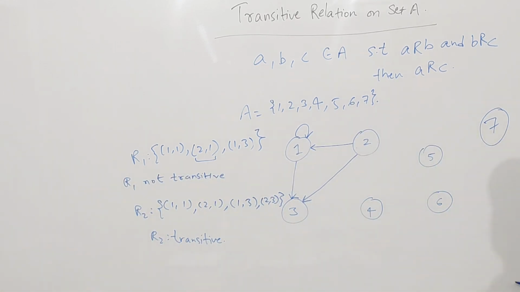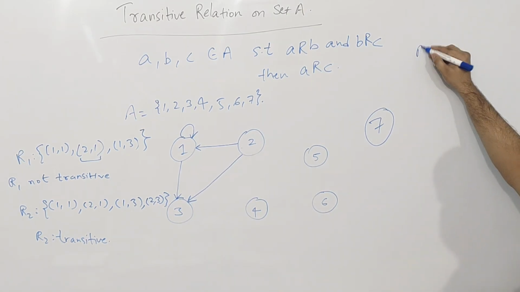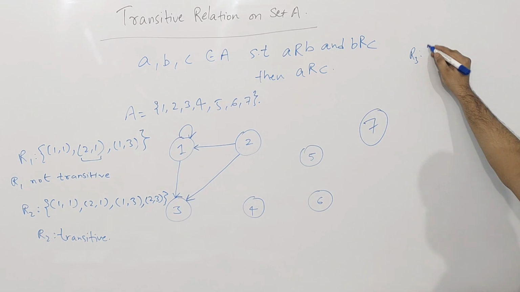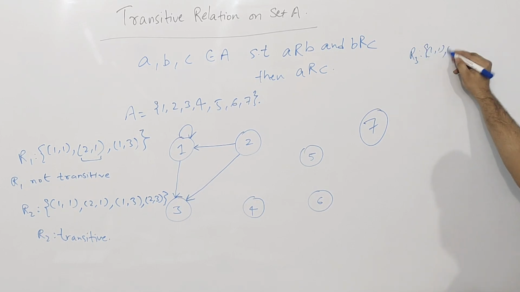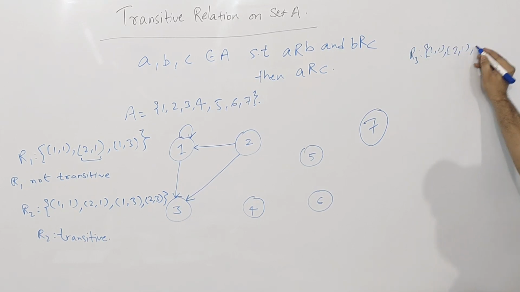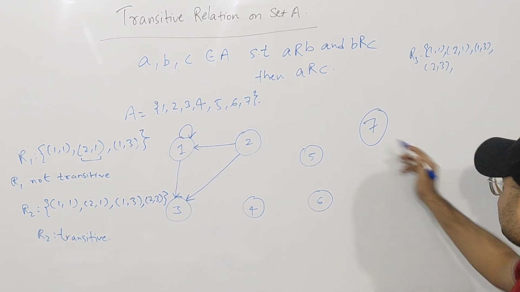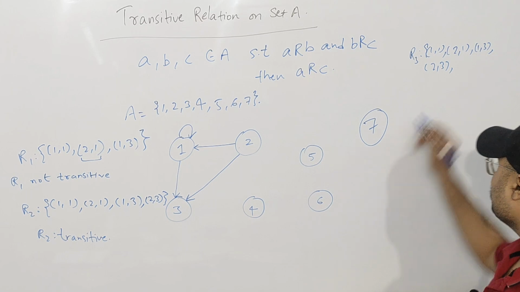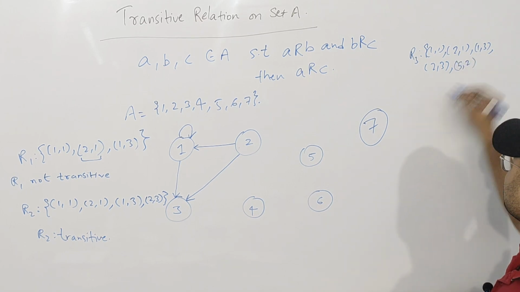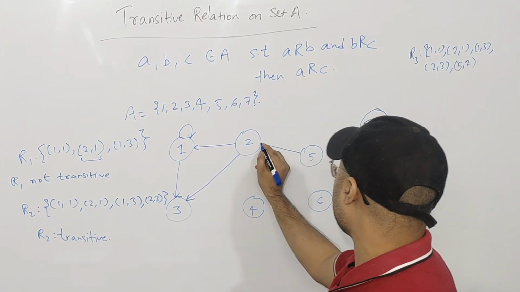Let's say there is R3. R3 is (1,1), (2,1), (1,3), (2,3), and apart from that, let's say 5 is related to 2. 5 is related to 2.